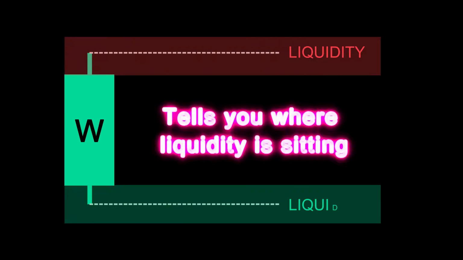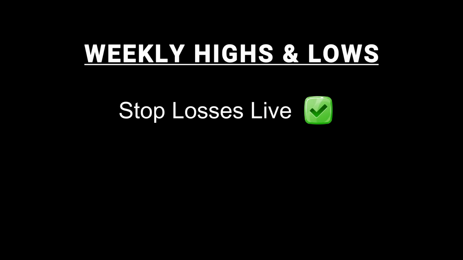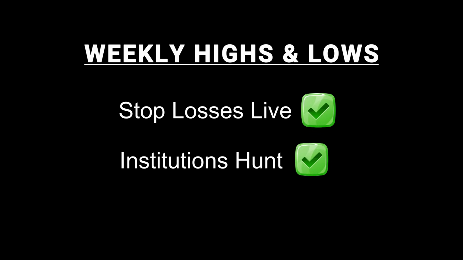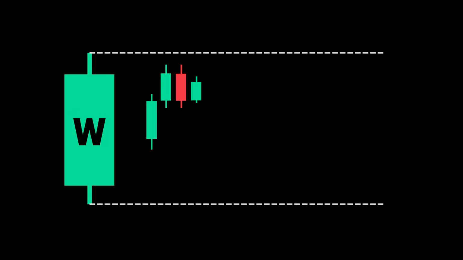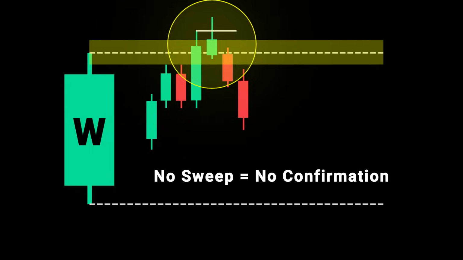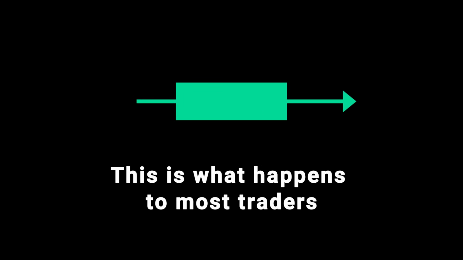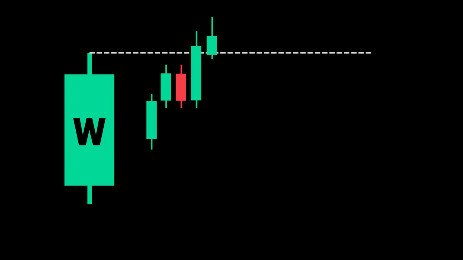The weekly candle doesn't tell you where to enter. It tells you where liquidity is sitting. Weekly highs and lows are where stops live, where institutions hunt, where fake moves start. Price must take liquidity first before the real move begins. No sweep equals no confirmation. This is what happens to most traders. They see a weekly high taken and they immediately enter.